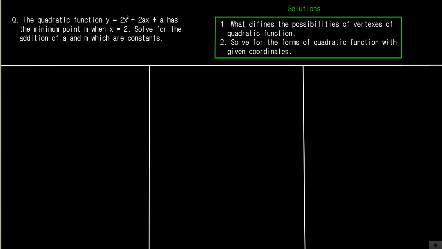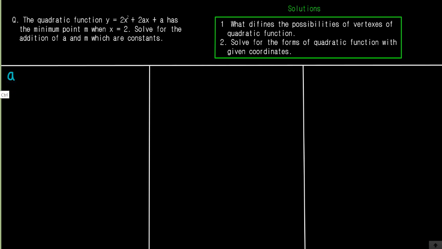Before we solve this question, let's think about the possibilities of vertexes, which define the minimum or the maximum point, as the vertex of the quadratic function. The types of vertexes are usually defined by the a, which we usually call the leading coefficient. The reason we notate it as a, the unknown variable, is because the a value changes depending on the times.